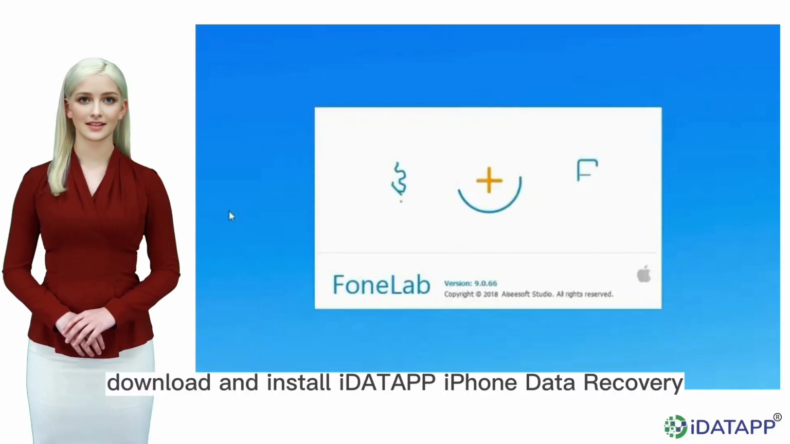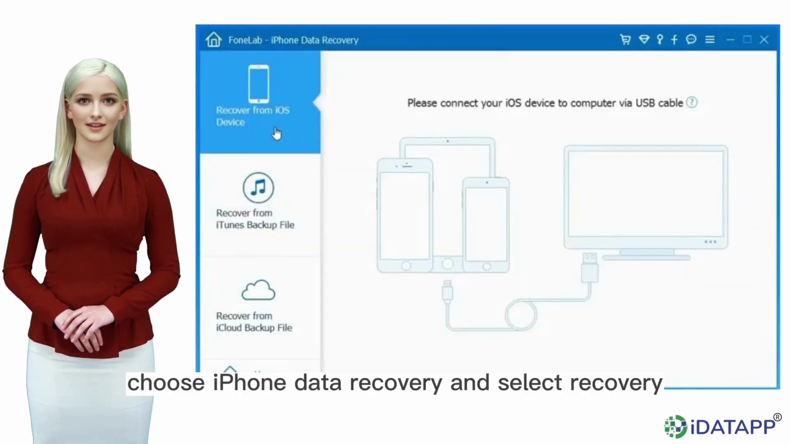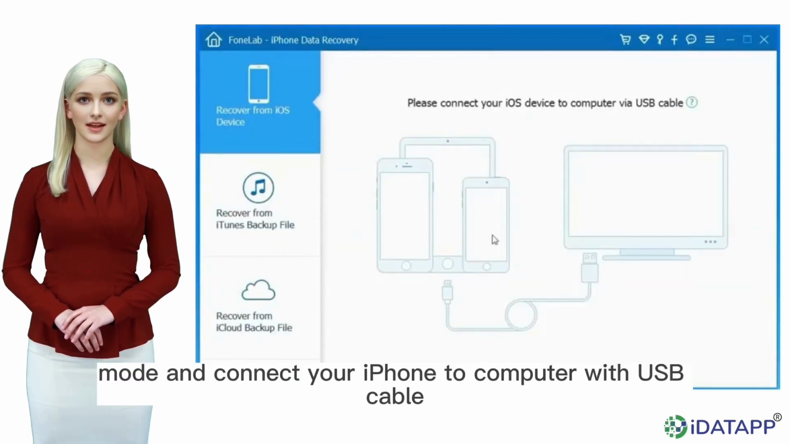Step 1. Download and install iData by Phone Data Recovery on your computer. Choose iPhone Data Recovery and select Recovery from iOS devices. Choose the first mode and connect your iPhone to computer with USB cable.